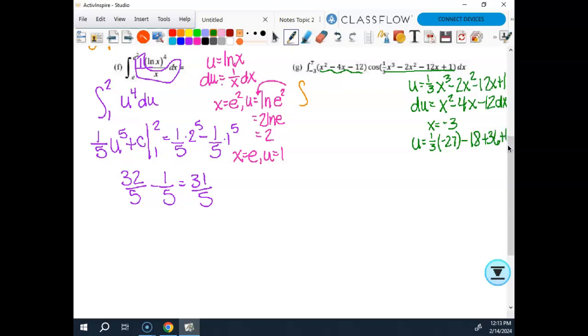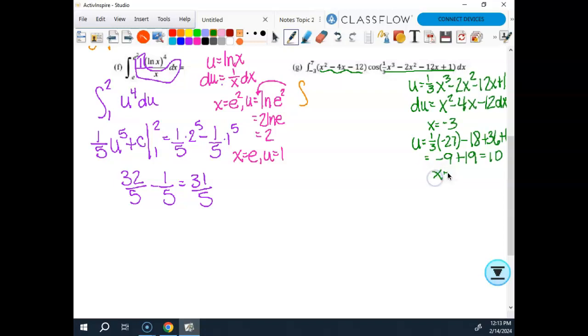You've got to keep up with me because I'm for real. Not had a lot of sleep here. So 1/3 of -27 is -9, right? -18 and a positive 36 is going to be a positive 18. Plus 1, that's going to be a positive 19. So I think we're going with 19 here. Do you agree with that? Okay.